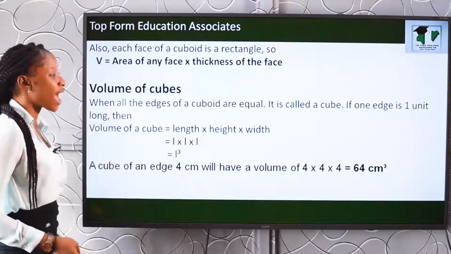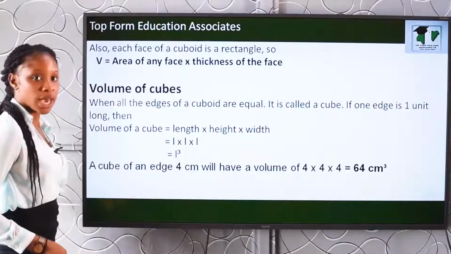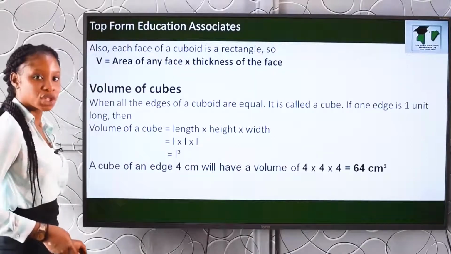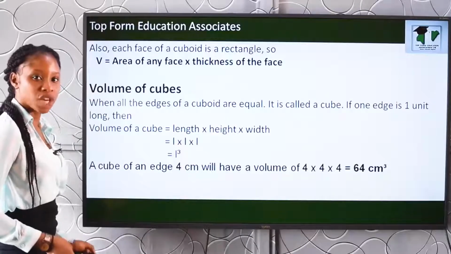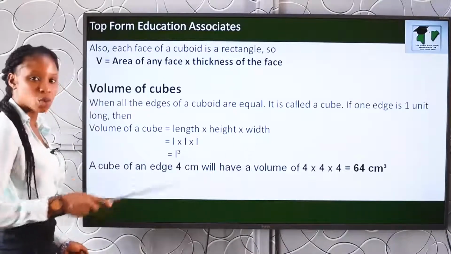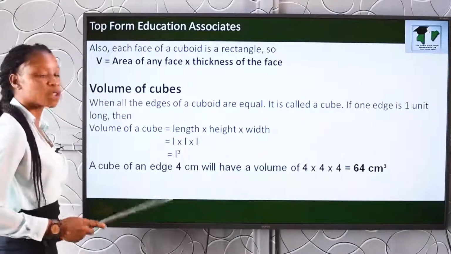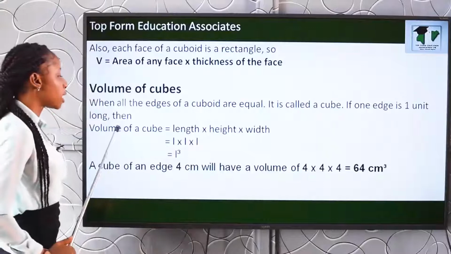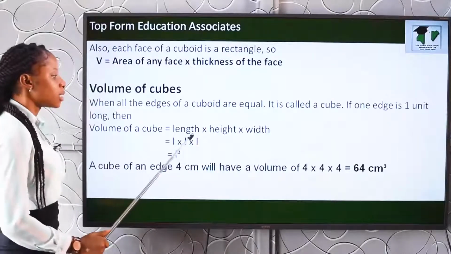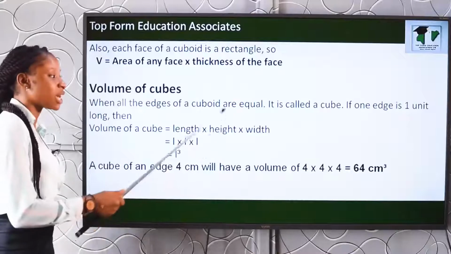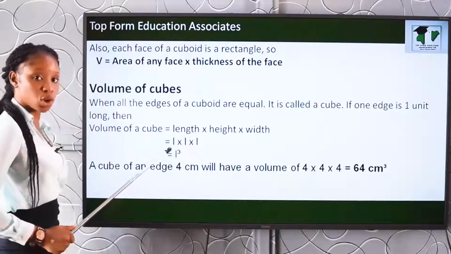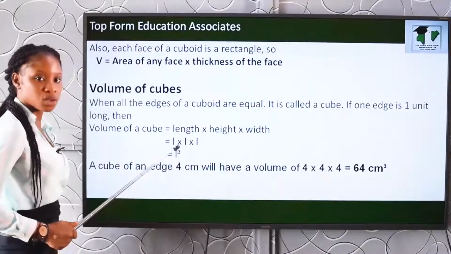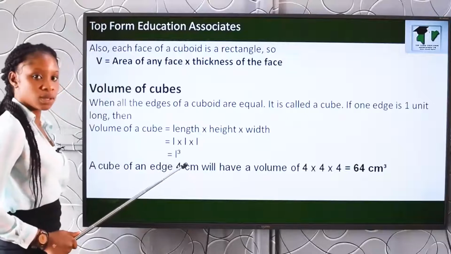When we have a cuboid having equal edges, they are called cubes. Remember we said cuboids have rectangular shapes, but cubes have equal edges, meaning they have square faces. So when all the edges of a cuboid are equal, it is called a cube. If one edge is 1 unit long, then the volume of a cube is length times height times width, which we've established are equal. So we can say the volume of a cube is L times L times L, or L raised to power 3, or L cubed. Do you understand?